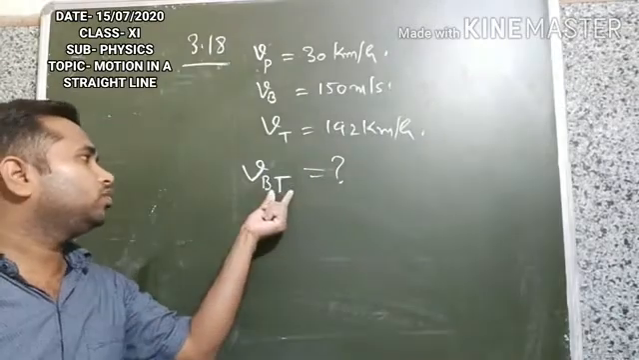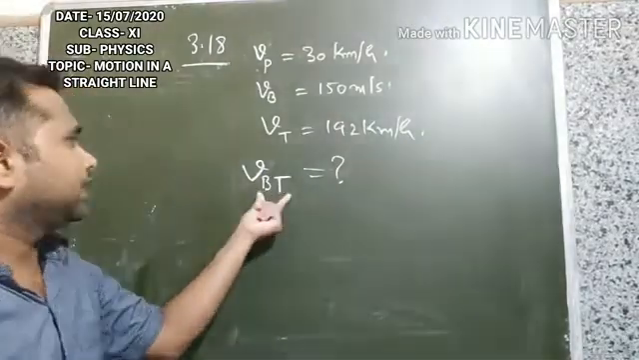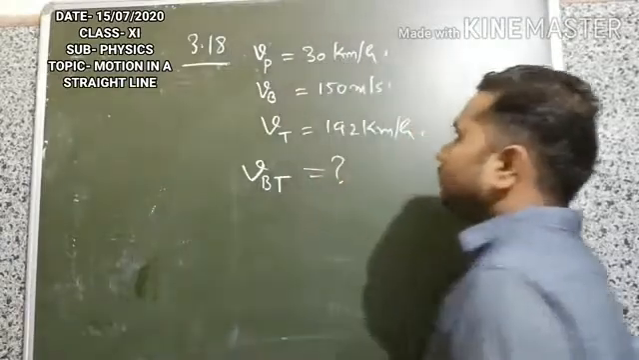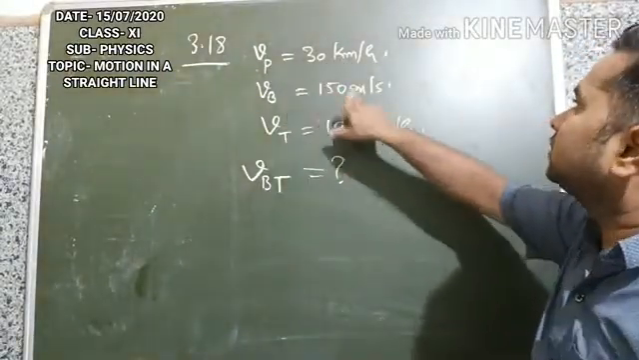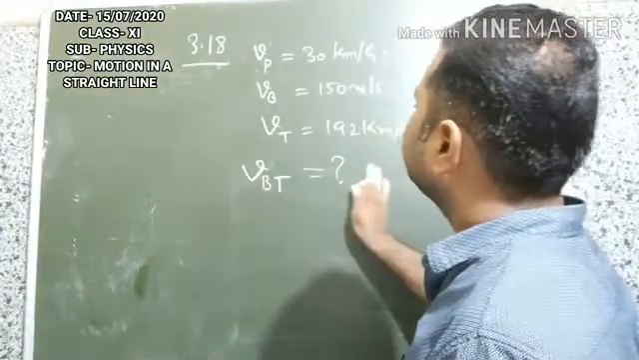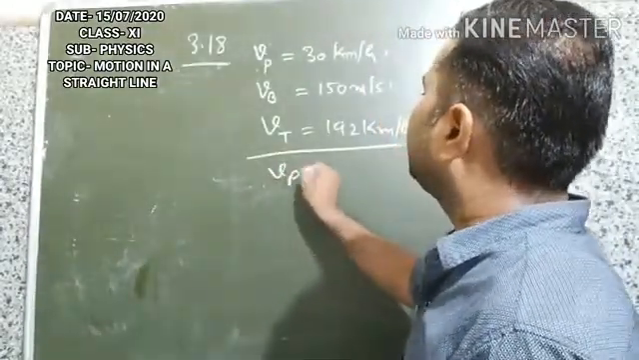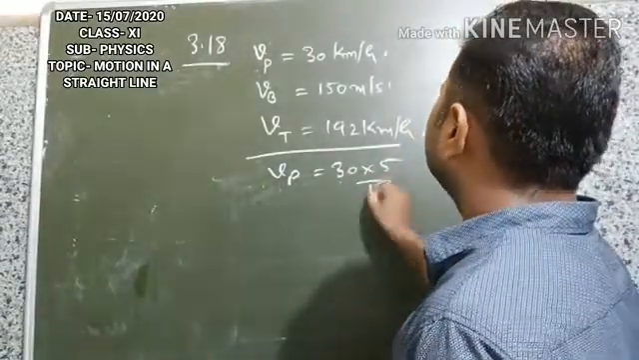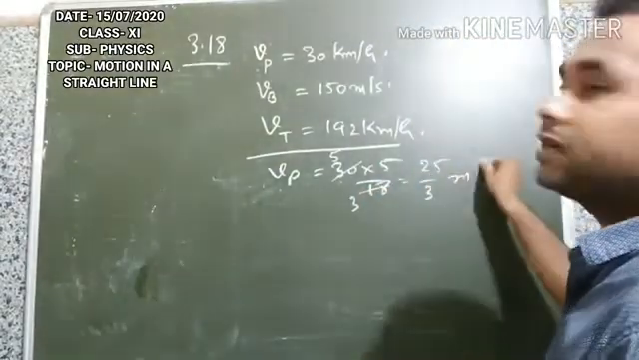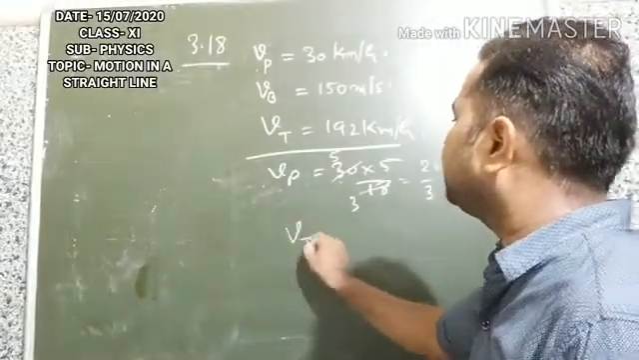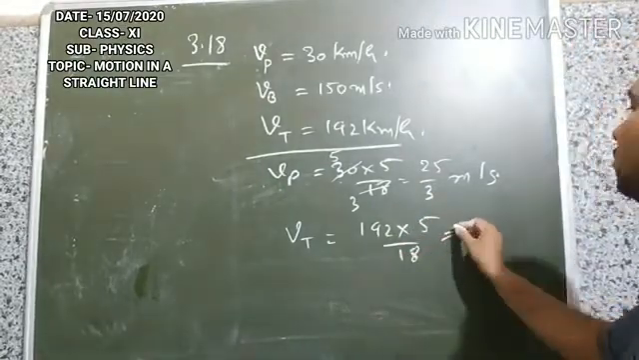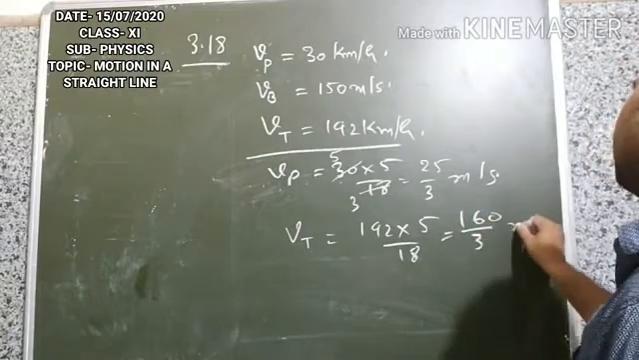What does this mean? At what speed will the bullet appear to the thief's car? That is VBT, the relative velocity of the bullet with respect to the thief's car. So see here, first convert these two into meter per second also, because the bullet speed is given in meter per second. Convert 30 km per hour: VP equals 30 multiplied by 5 by 18, that is 25 by 3 meter per second. Similarly, VT is 192 times 5 by 18, which is near about 160 divided by 3 meter per second.